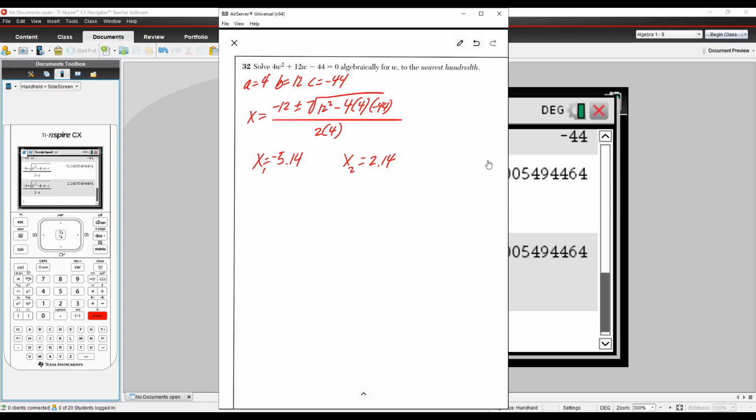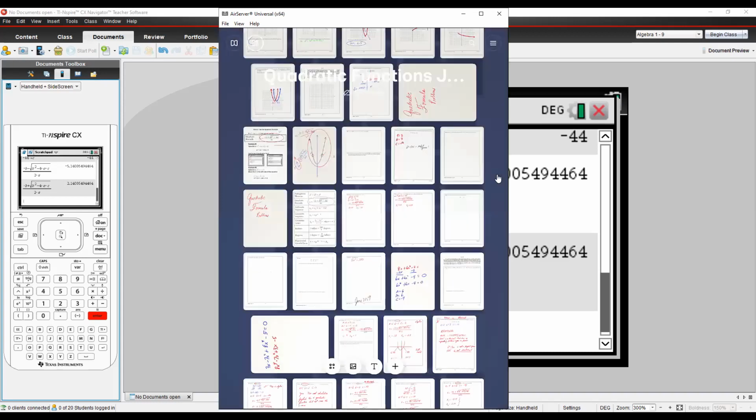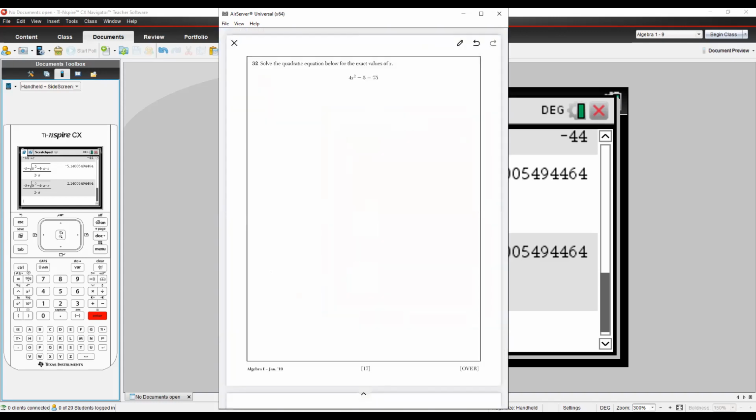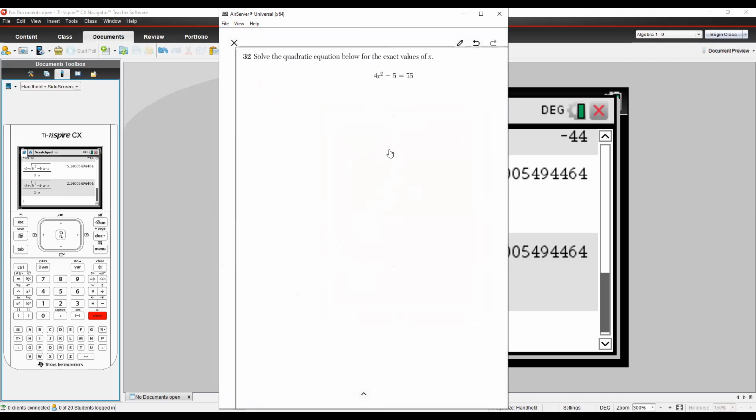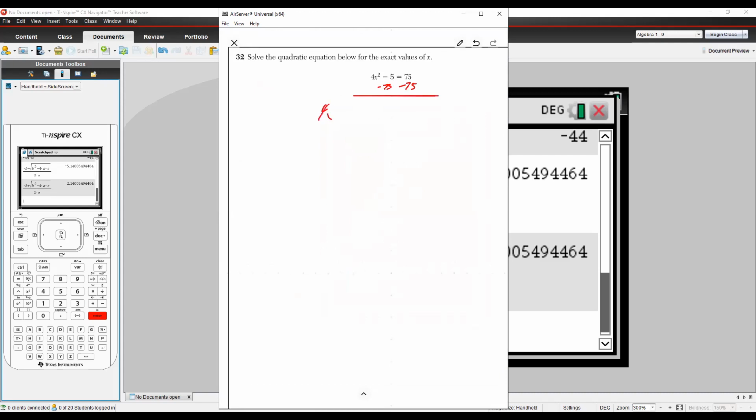Okay, now let's do another, I got a couple more I wanted to do. Now, there's two things that are different. First of all, in order to use a quadratic formula, this needs to be equal to 0. So the way that you would do that is you would subtract 75 from both sides. So you're going to have 4x squared minus 80 equals 0. All right, now we can use a quadratic formula.